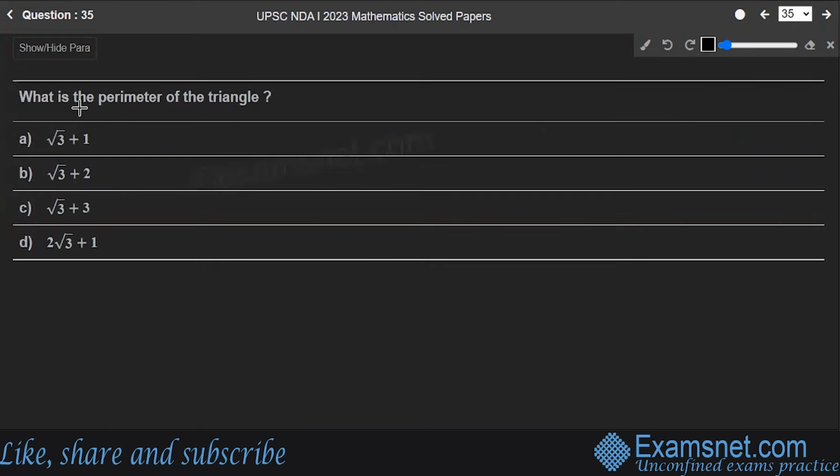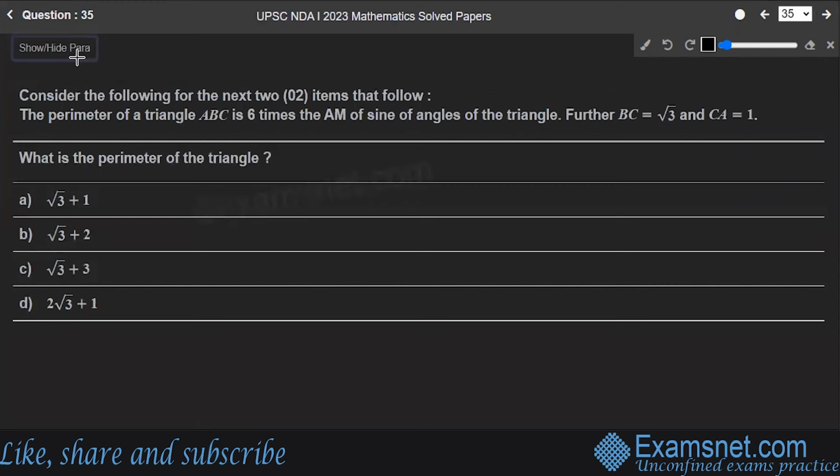Next is question number 35. Again, questions 35 and 36 are going to use the same statement. It says the perimeter of the triangle ABC is 6 times the AM of sine of the angles of the triangle. Further, BC is equal to root 3 and AC is equal to 1. Let's make the triangle first. So this is the triangle A, B, and C.